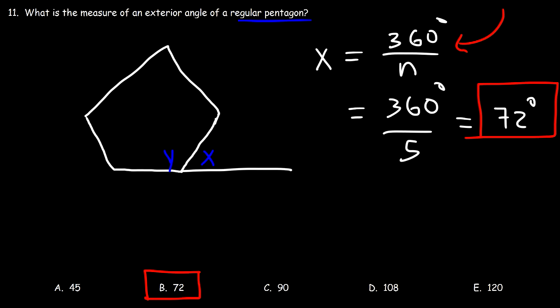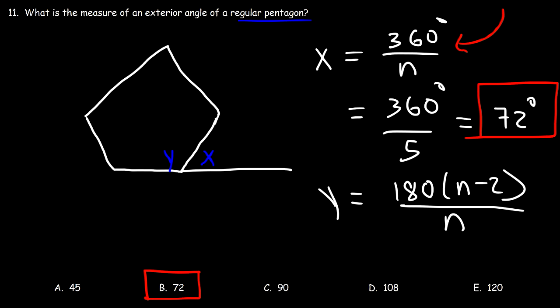What should you do? Well, first, you can calculate the measure of each interior angle like we did in the last problem. It's going to be 180 times n minus 2. This will give the sum of all of the interior angles, and then divided by the number of sides, and that will give you the measure of each interior angle inside a regular polygon.